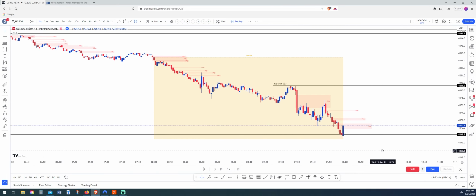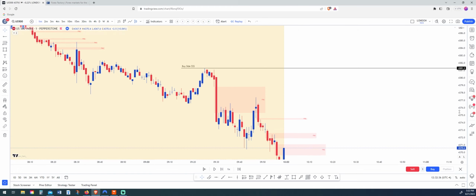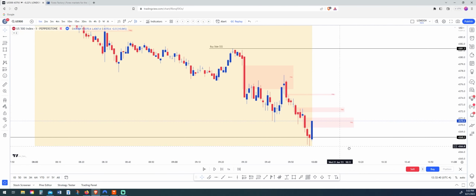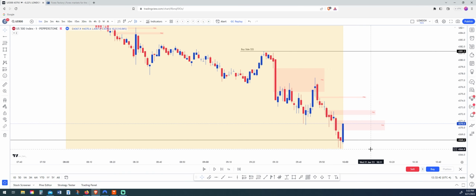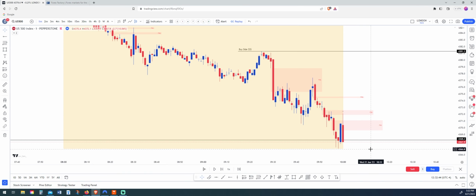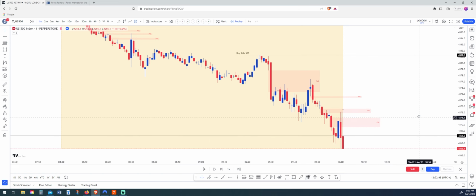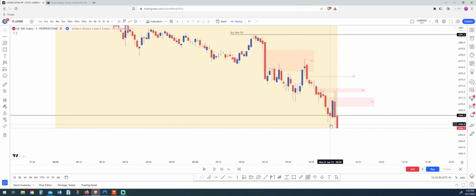So as we approach this, we've got Powell just about to start speaking. I'm going to zoom this in because I have had some comments to say that people can't see what the charts look like. So this is our 10 AM candle. Price is breaking below the low already. So we're sweeping the low here.